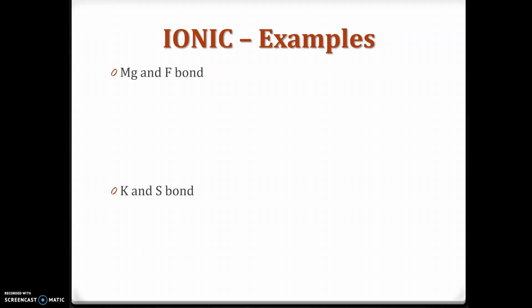Magnesium has 2 valence electrons, so it's easier to get rid of 2 than gain 6, so it's going to make a 2+ charge. And fluorine is going to have 7 valence electrons, so it's easier to gain 1, so it's going to have a 1- charge. So we look at this, and magnesium has 2 valence electrons, and each fluorine, how do I know that I need 2 fluorines?